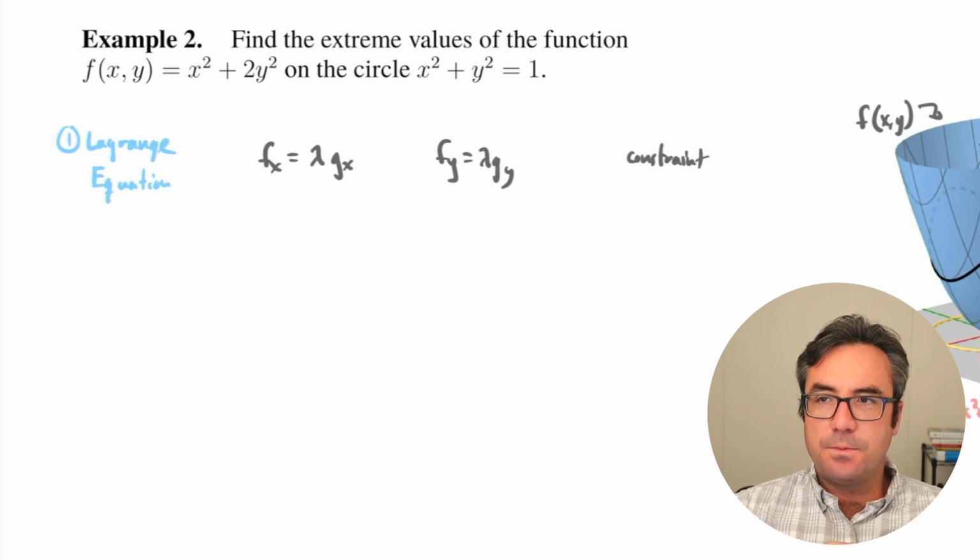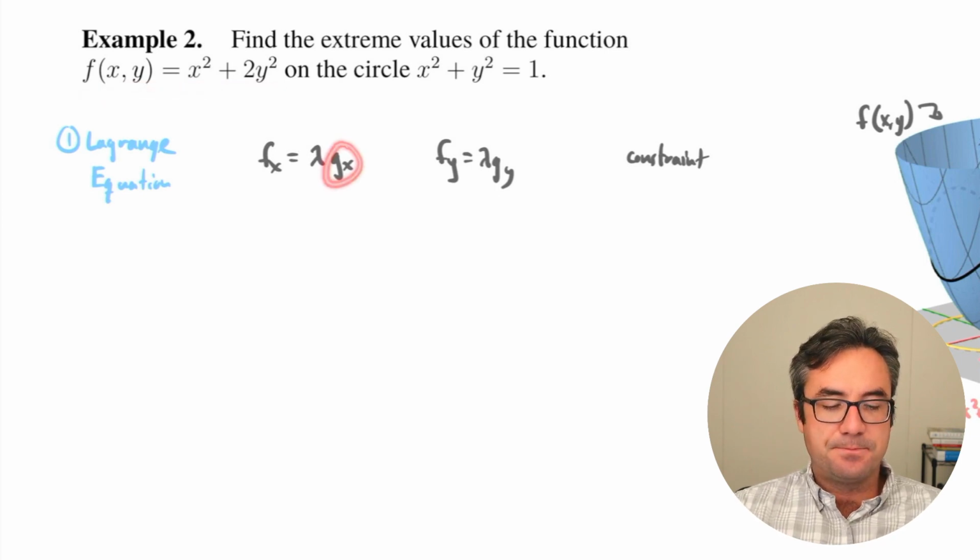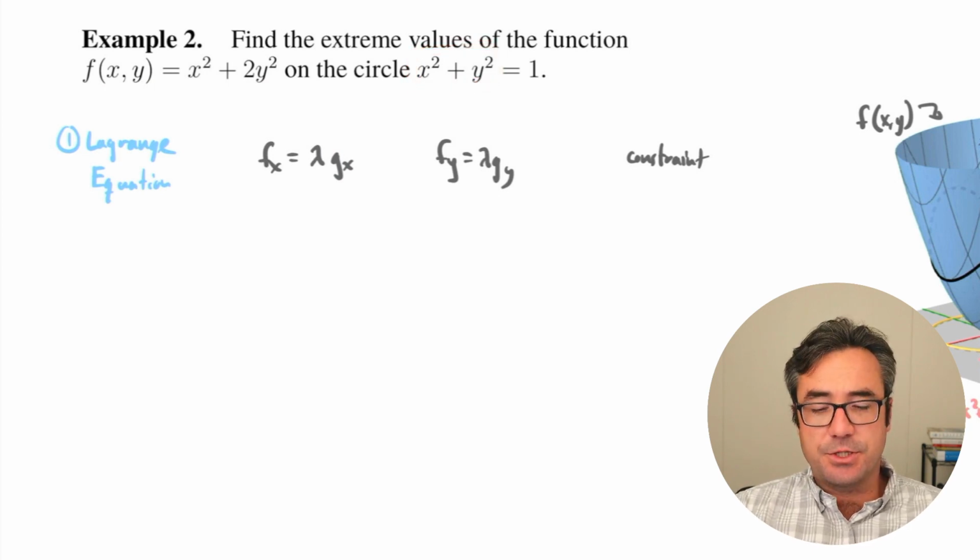All right, we're told what function f of xy is. What's g? Well, g is just the variable part of the constraint equation. So here, g of xy is x squared plus y squared.